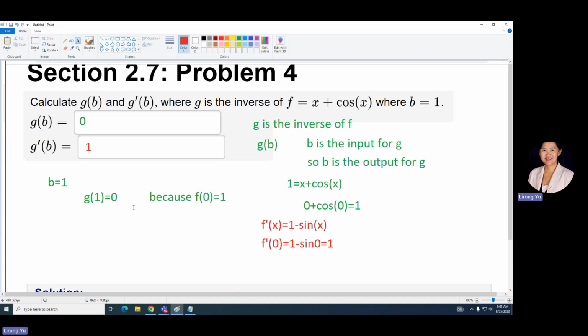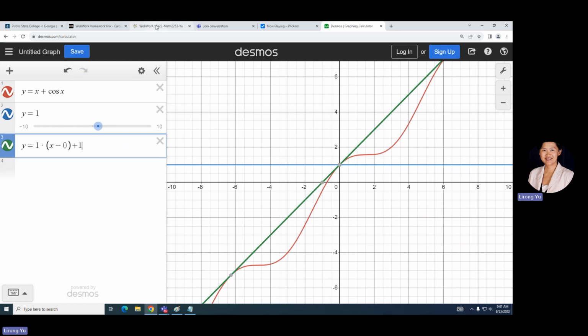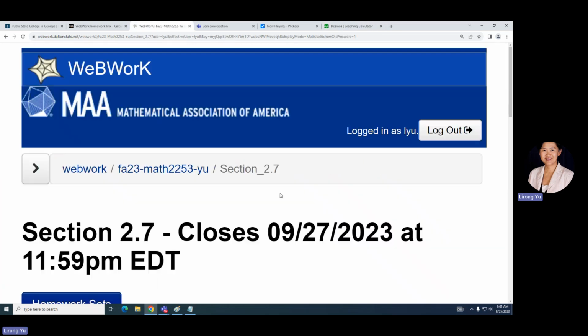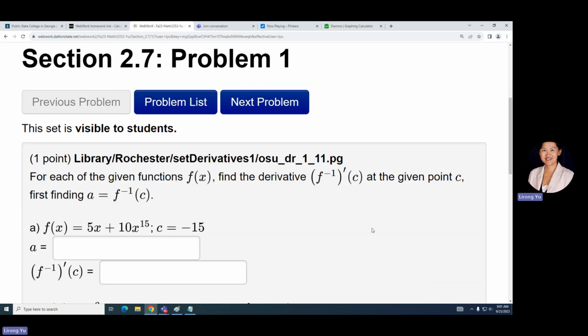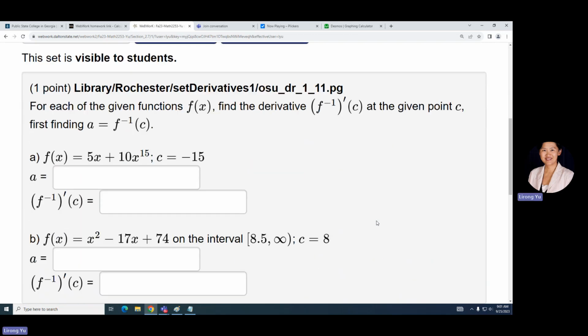We can look through all the rest of the questions just to have a better understanding of the derivative of the inverse. Question 1 says, for each of the given functions, find the derivative of the inverse. So, F inverse: find the derivative of F inverse at a given point C.